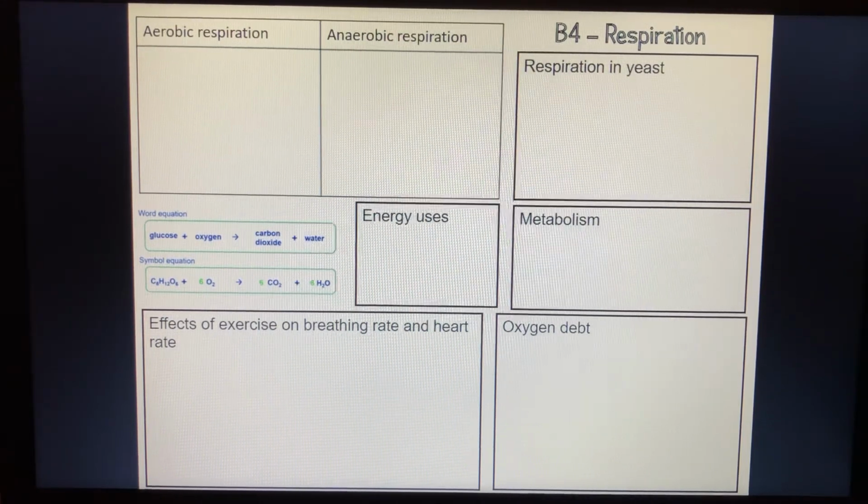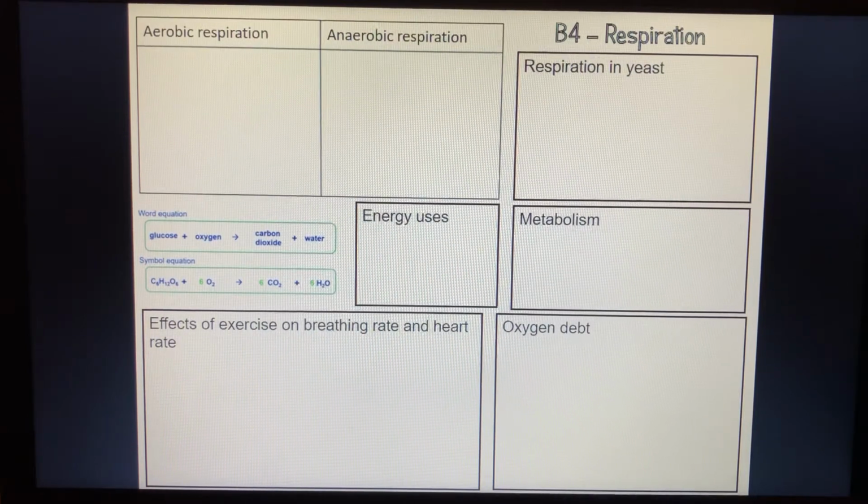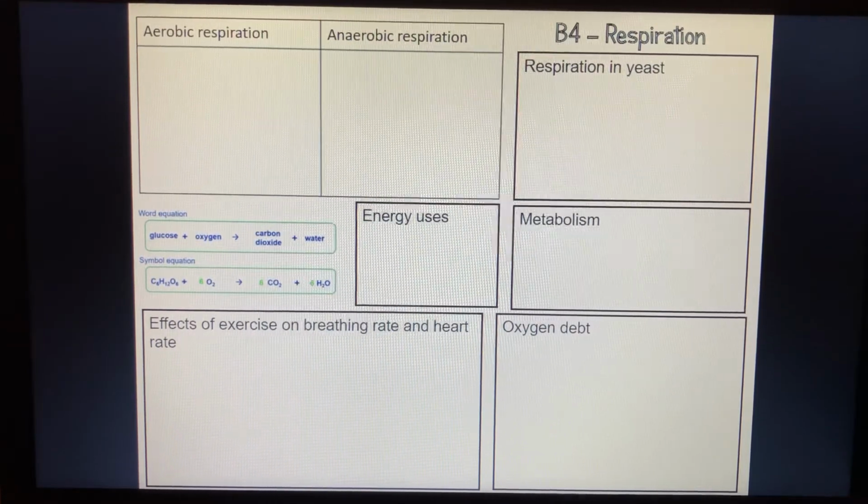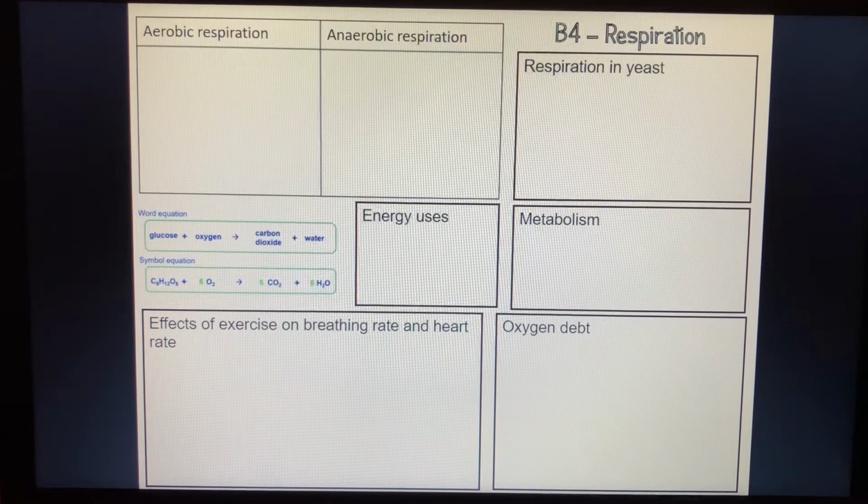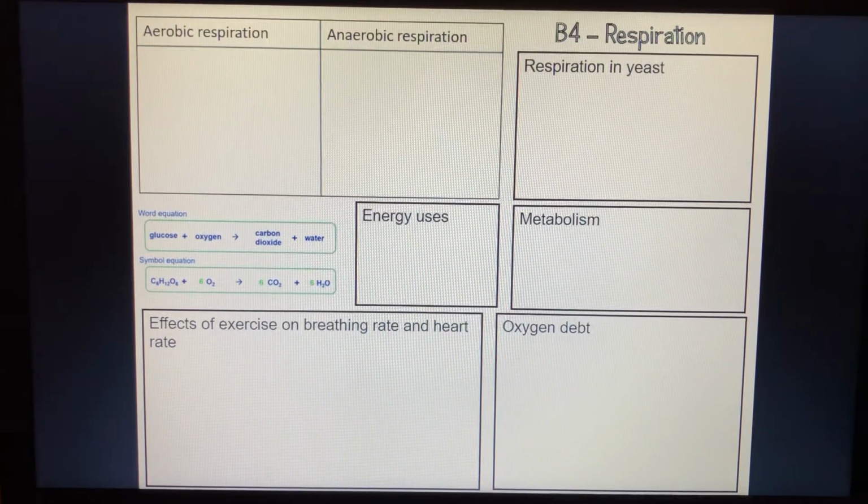So we have our 3 revision sheets. This is revision sheet 3 looking at the respiration part of the topic. So if you've got this sheet, brilliant. If it is with the B4 flashcards that I sent to you, great. If you haven't got it, then you can pause, maybe recreate it in your book or on a sheet of paper. So if you need to do that, pause now.